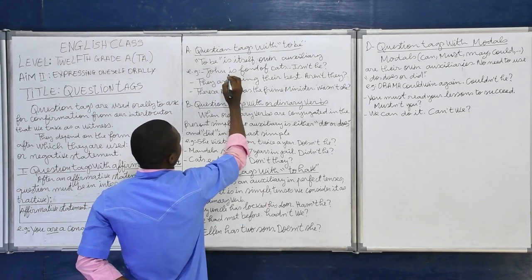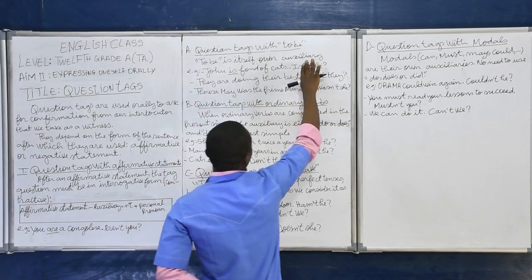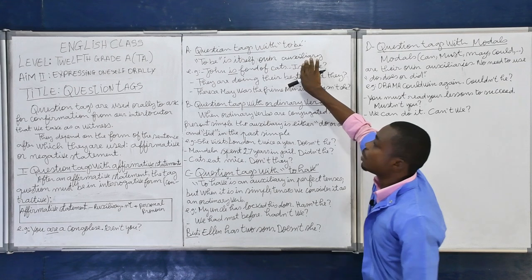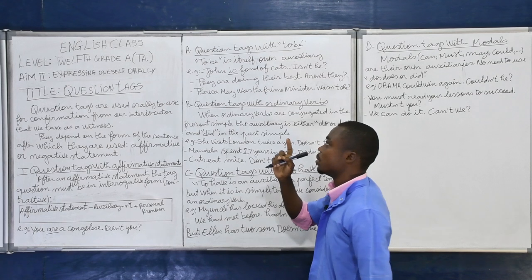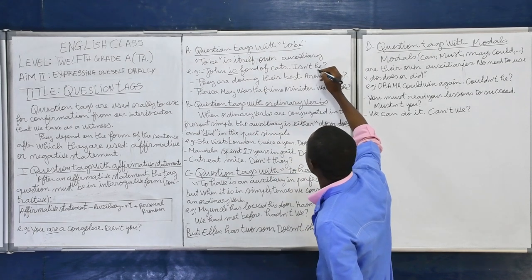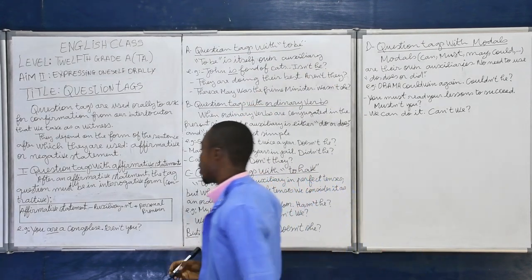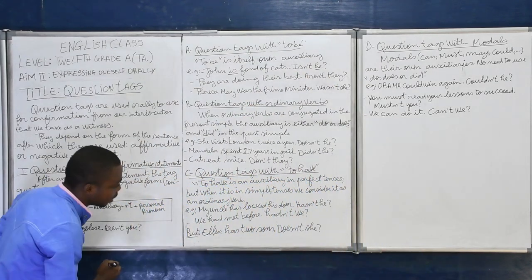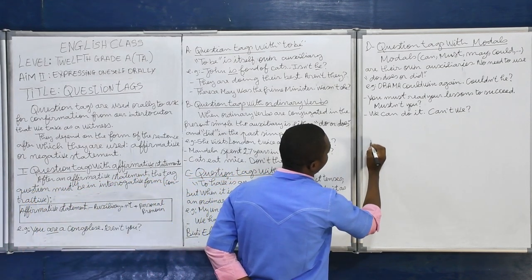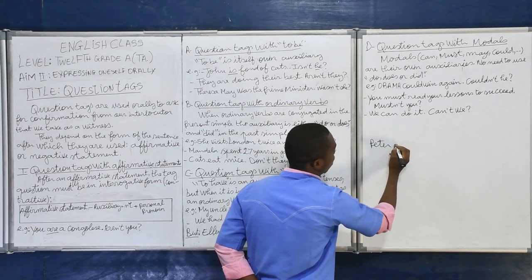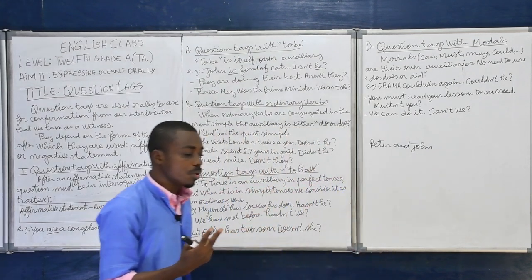So you have John is fond of cats. Since it is the verb to be, I put my is here. You have is, depending on the subject. John is the third person singular. At the time, I use the suitable personal pronoun. If it is a subject that's in plural, for example, you have Peter and John, at the time, you have two people. You have to do your best.